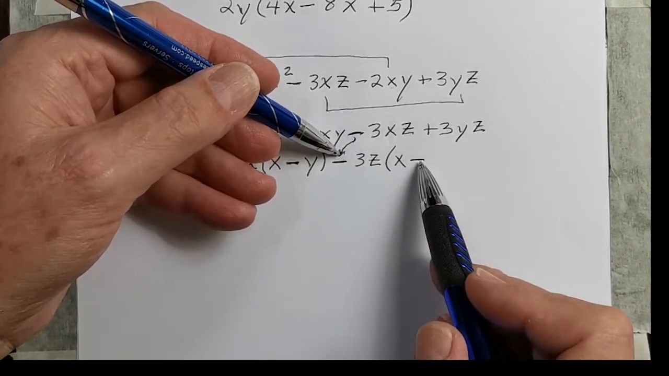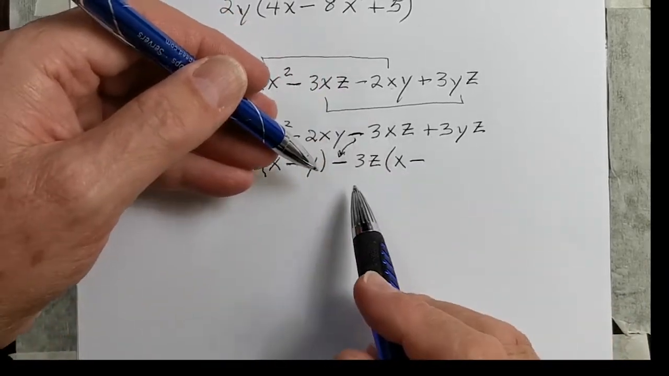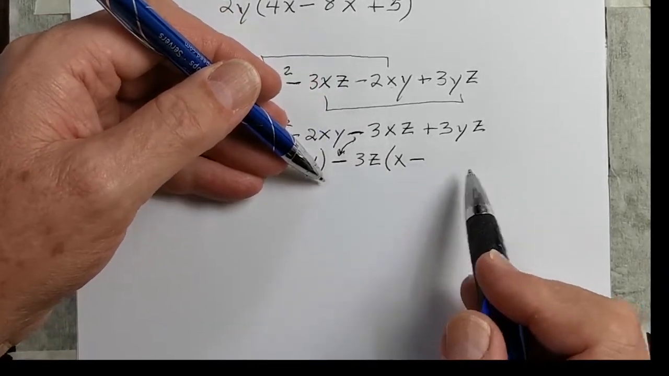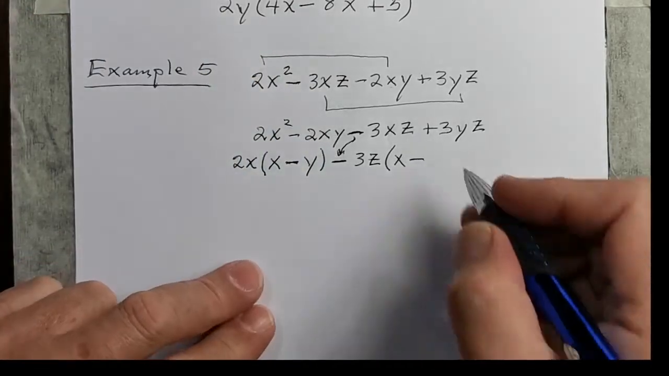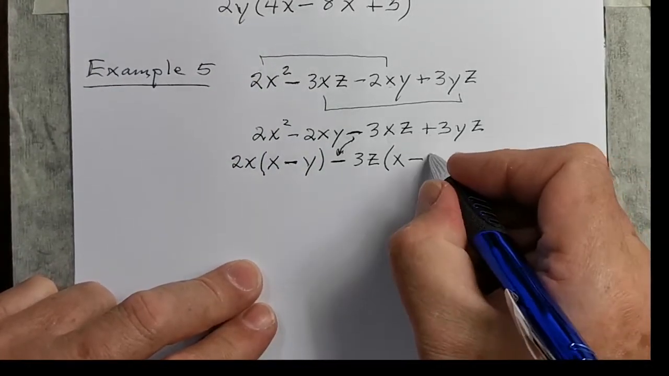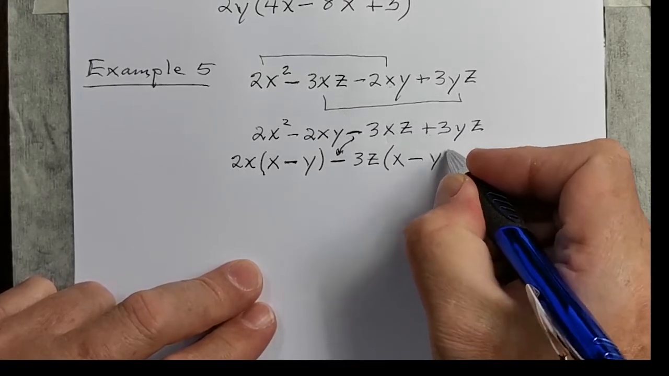So this is a bit of a trick. When you factor out something like this, and you're going to have parentheses, if this is going to be positive, then it's a negative times a negative. So 3z times y.